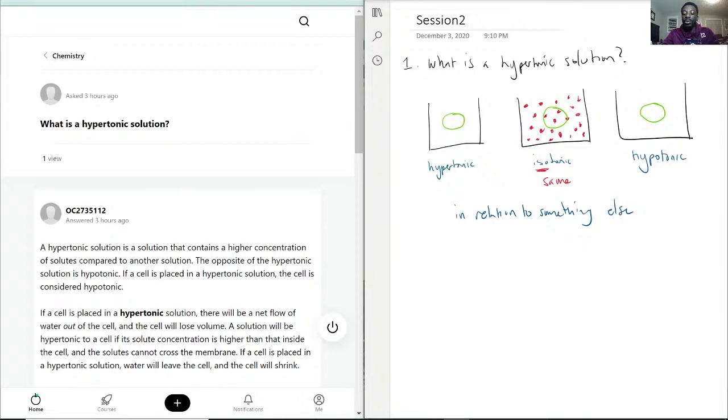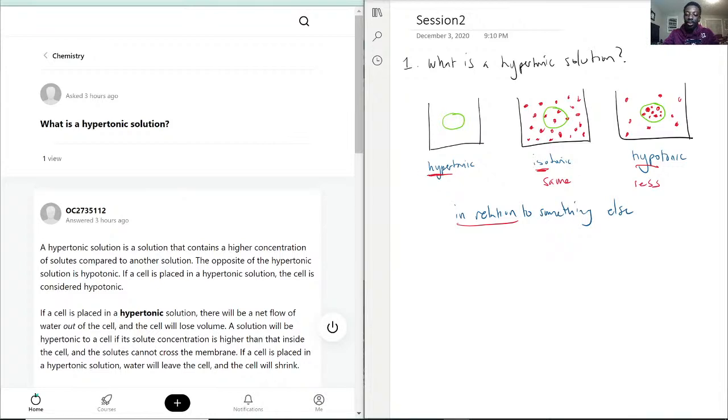Now, hypotonic means less. Here we're going to have a difference. We're going to have quite a high concentration inside the ball, and it's going to look like this. This right here would be a good example of hypotonic, because the solution is less concentrated than what's inside the ball. And remember, this is all in relation to something else.